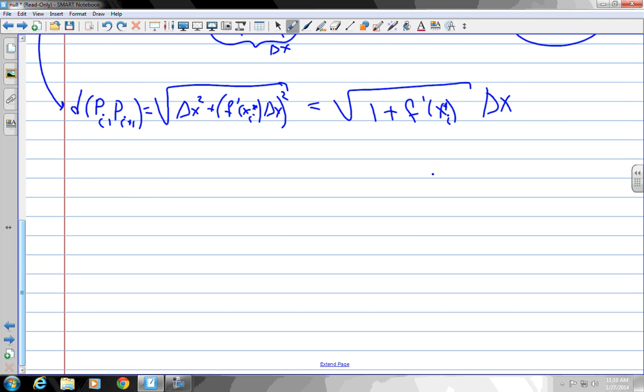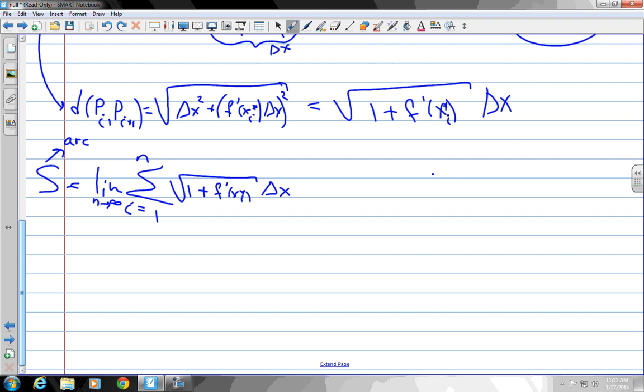So if I'm going to add them all together, i goes from 1 to n. And if I take the limit as n goes to infinity, I'll get the arc length. I think your book uses the letter S to represent the arc length. So S for arc length. So this becomes an integral from a to b, square root of 1 plus the derivative squared dx.